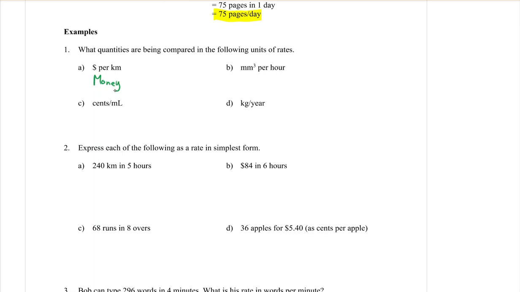and kilometres is something that we use to measure our distance. Good. So the two different types of quantities we're comparing there is money and distance. How much money to go, how far a distance, right? And the next one, we have millimetres cubed per hour. What do we measure in millimetres cubed? Yes, Cash?